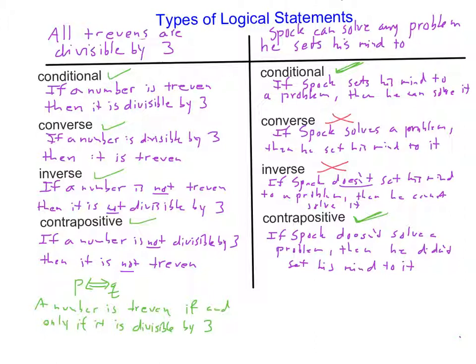So in general, the converse and inverse do not have to be true for these statements, but the conditional and contrapositive are always going to be true as long as the premise is true. Over on this side, we had that they were all true, and that was because it worked both directions and worked as an if and only if statement. All right, hopefully Spock will always set his mind to solve problems.